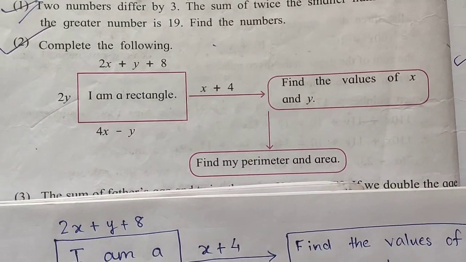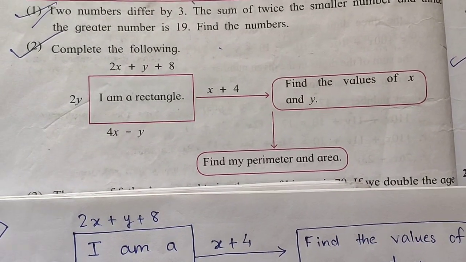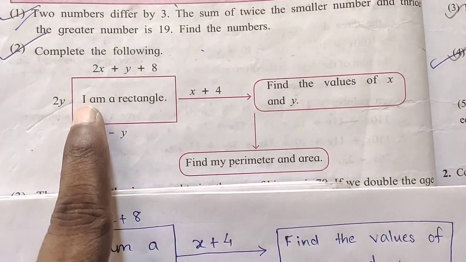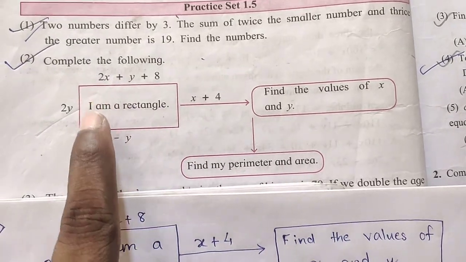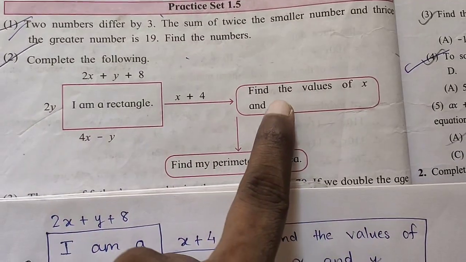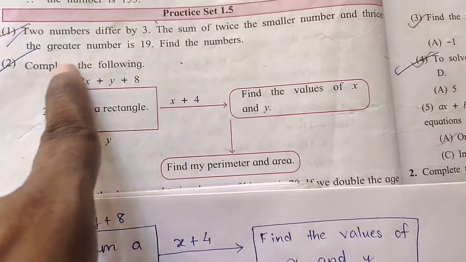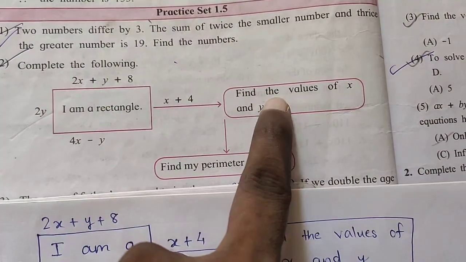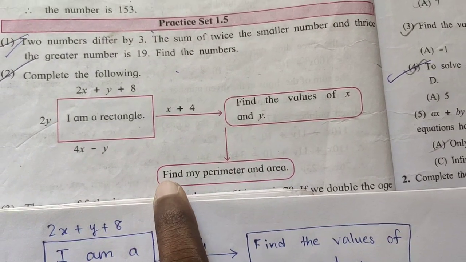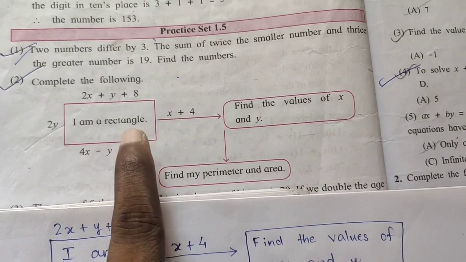Now see the second question. What is the second question? Complete the following. You can see 3 boxes are there. See what is written there. First is I am a rectangle. Means whatever information you are seeing, this is about rectangle. Then what is the next part? Find the values of x and y. So by using these 4 values, you have to find the value of x and y. And after this you have to find my perimeter and area. That means you have to find out area and perimeter of rectangle.